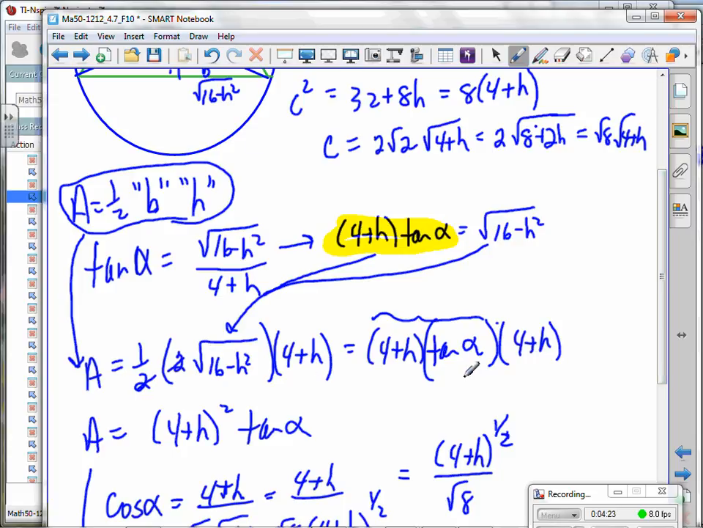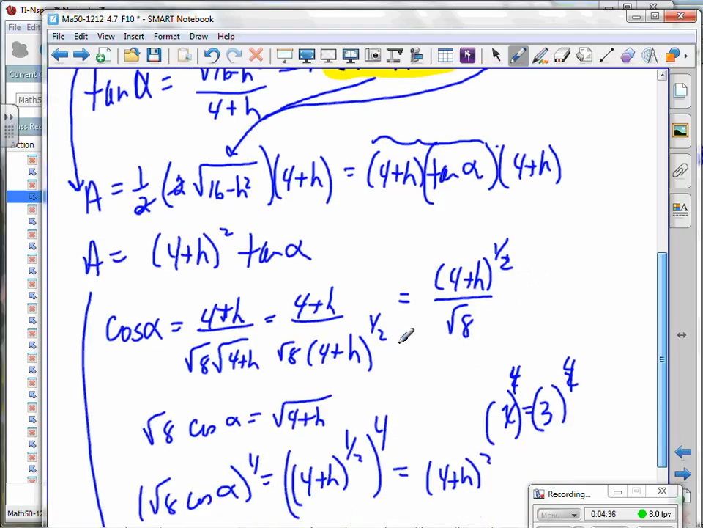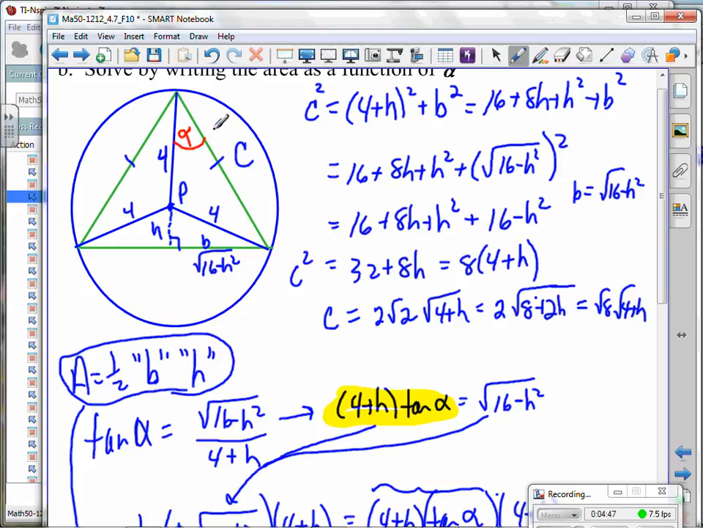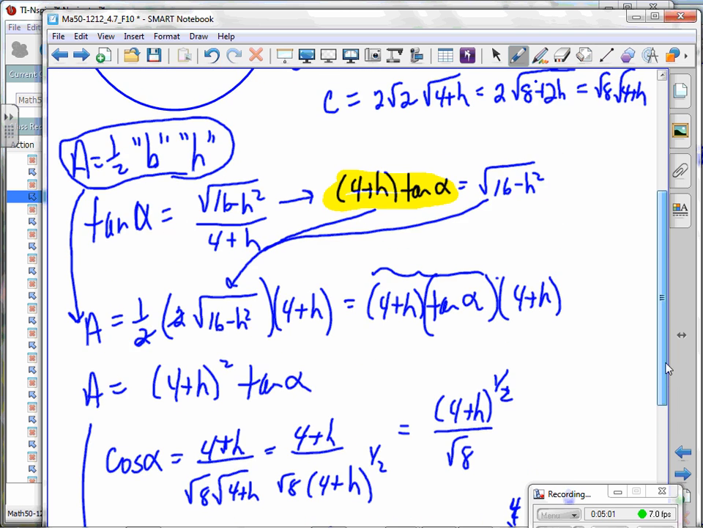Now we have 4 plus h tangent alpha times 4 plus h. So this would be the 1/2 base, and this would be the height we're talking about. Okay, so we get down to this. We're still with an h in there, and we have the cosine of this angle. Cosine is adjacent divided by hypotenuse, so the cosine of that angle is 4 plus h.